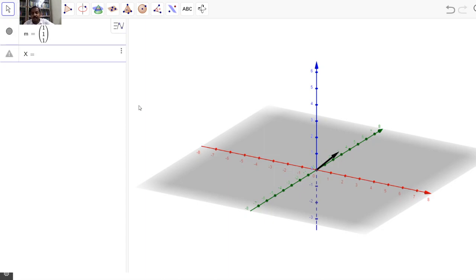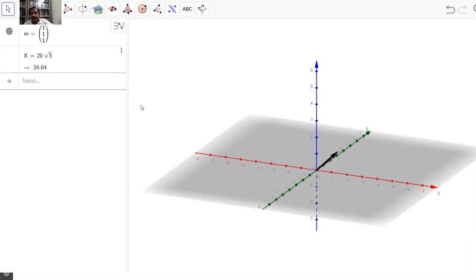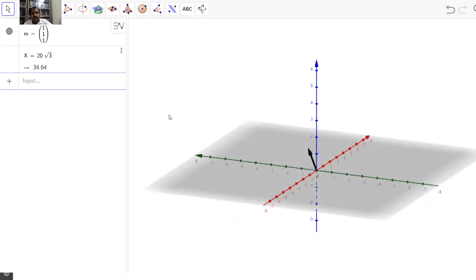x is equal to 20 star square root of 3 star t star m.